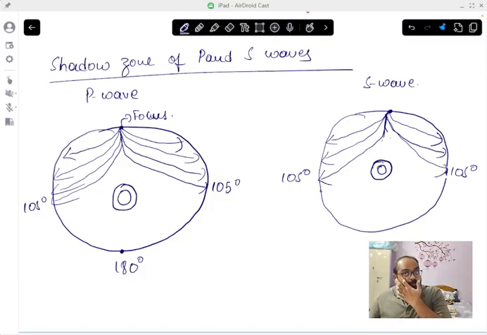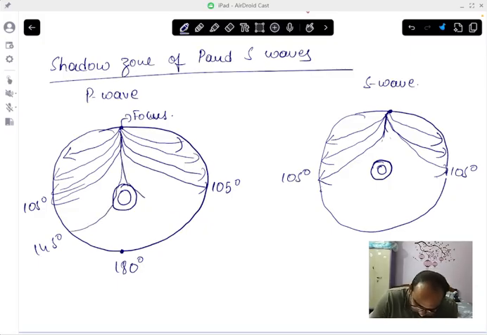Up to 105 degrees, the P and S waves traveled in a curved path. Beyond 105 degrees, up to 145 degrees, these P waves showed a shadow zone. Okay, you understood my point. From 105 degrees up to 145 degrees, these P waves have shown a shadow zone.